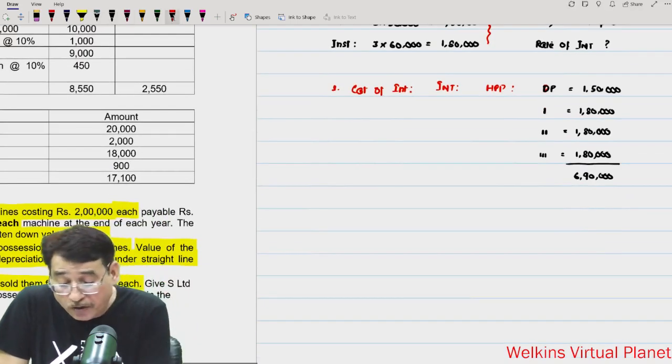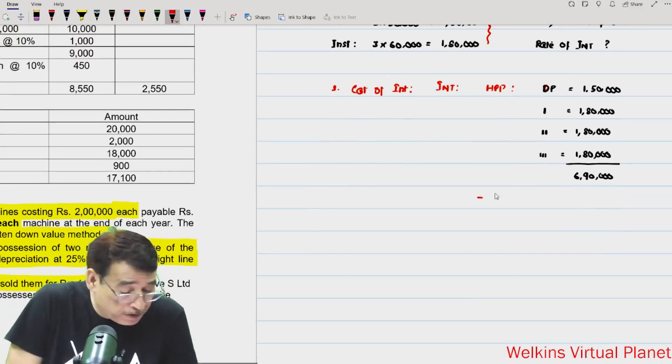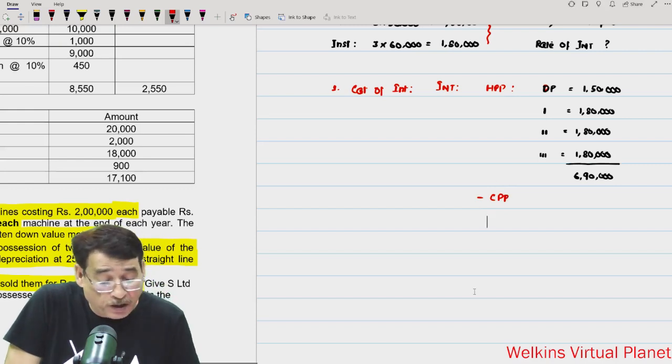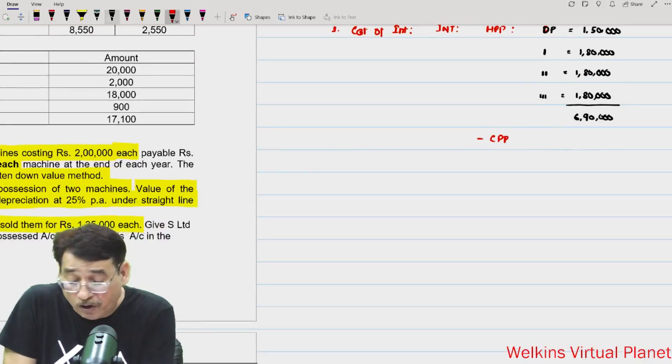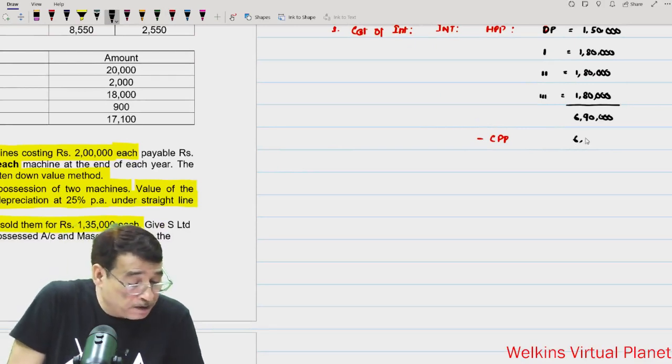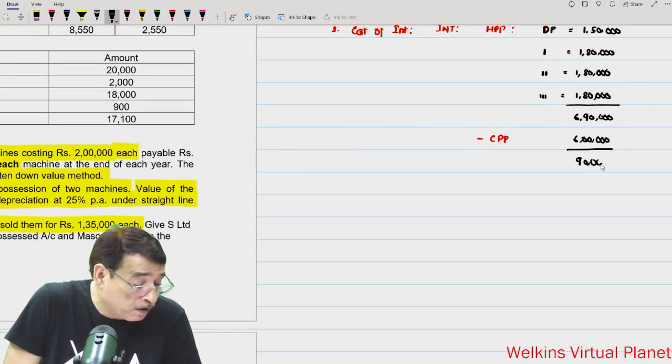And from the hire purchase price, you subtract your cash price. Now, cash price we computed earlier, 3 into 2 lakh, that is equal to 6 lakh. So your cash price will be equal to 6 lakh. So how much interest will you have to allocate? 90,000 worth of interest we have to allocate.